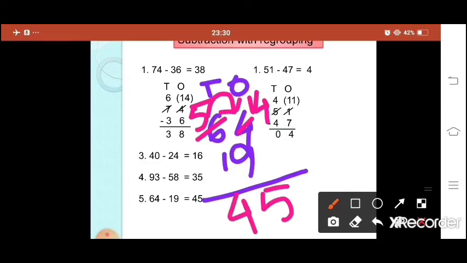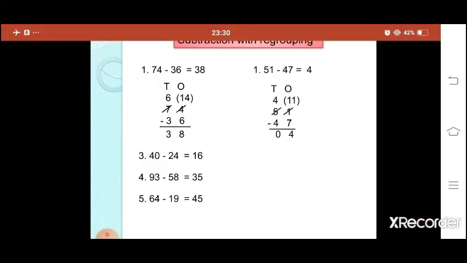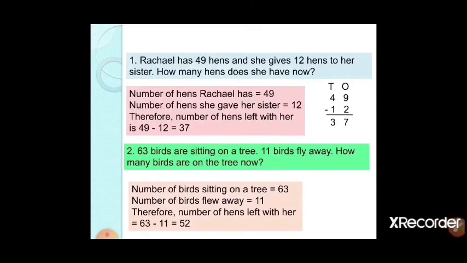So this regrouping process, what you are doing: if the unit place number is less than the unit place of the subtrahend, that time we have to borrow the number from the tens place. Okay, so like this way you have to complete the subtraction. So next you have to do the word problems. Here I have given 4 word problems.